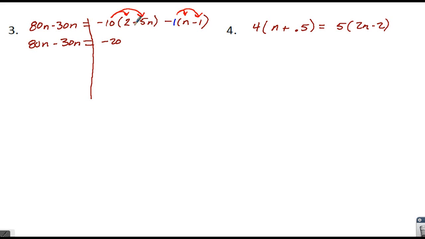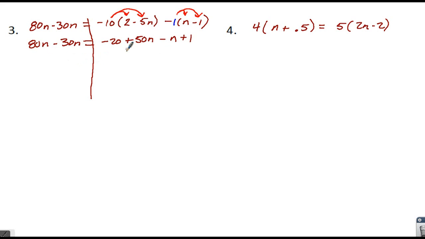Negative 10 times negative 5n is going to give us positive 50n. And we have a -1 times n. A -1 times n is going to give us a negative n. -1 times a -1 is going to give us a positive 1. Okay, so now we're in this step.